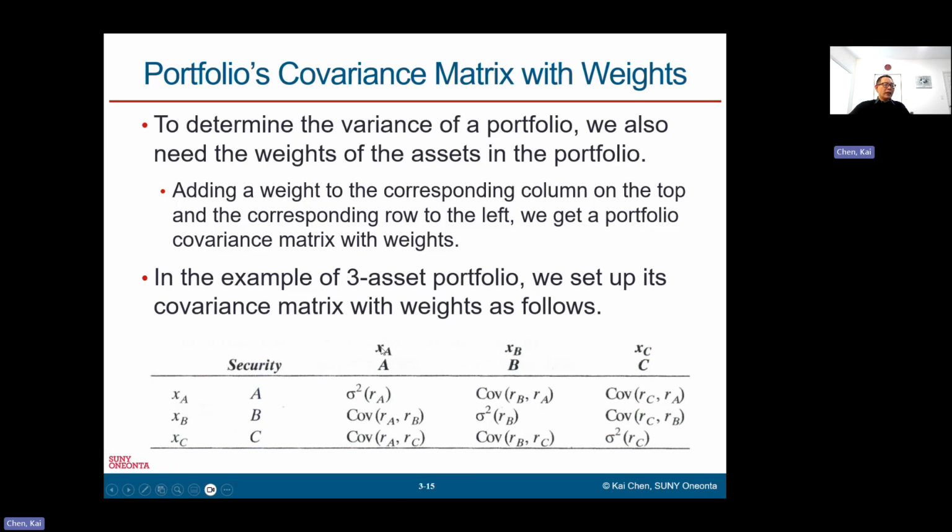Right now, this is the example. I put XA, the weight of asset A, on the top of column A, and also I put XA to the left of row A. Now we have the covariance matrix with the weights. Okay. Now again, we can see, right? In this covariance matrix, the elements on the diagonal are the variances of assets in the portfolio. This one, this one.